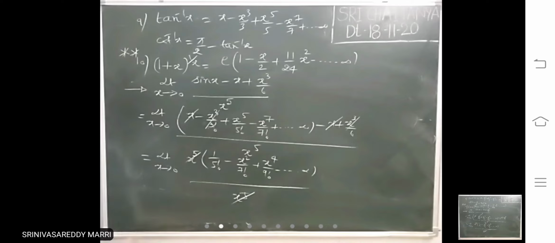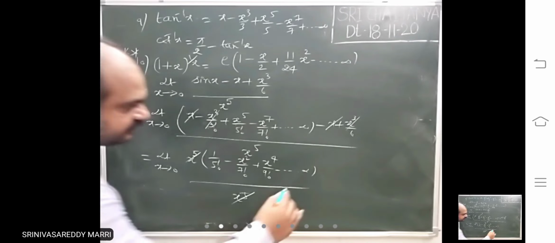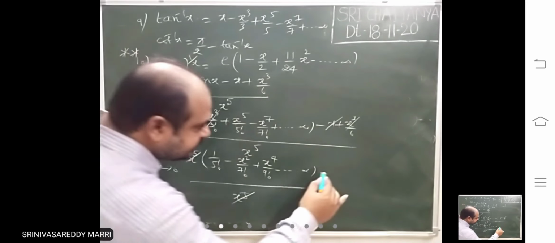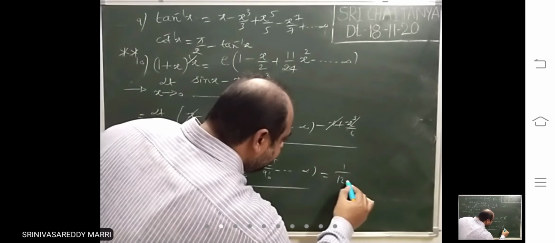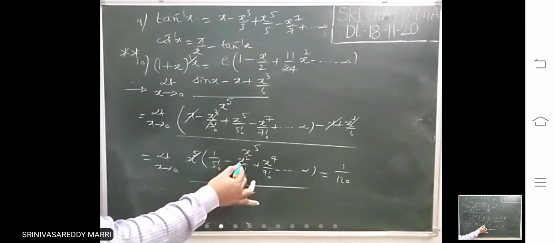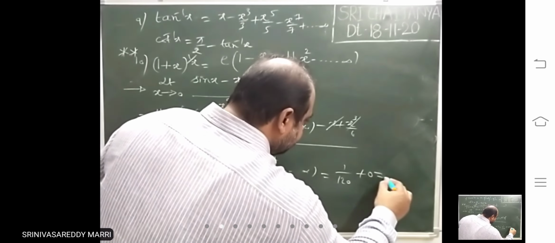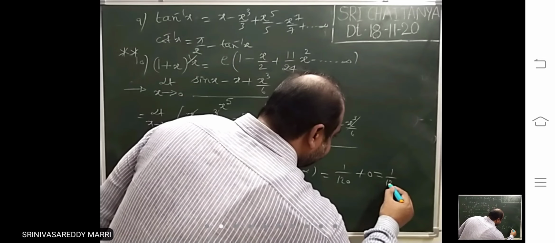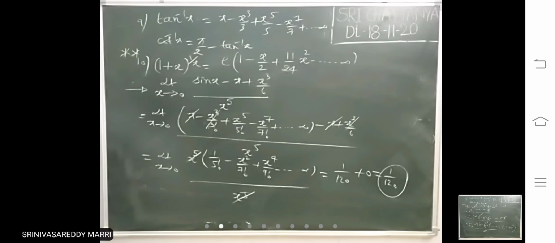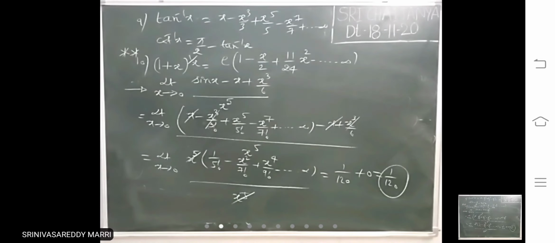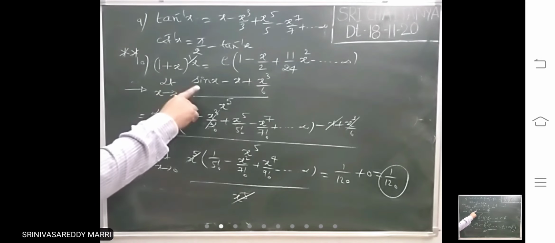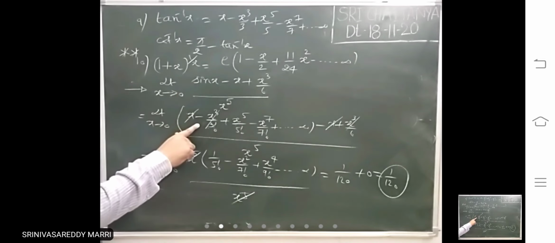Now, after striking off the denominator, you substitute 0 value. This is constant, 1 by 5 factorial. These all terms will contain x. If you substitute 0, you will get 0. That means it will be a finite limit like this. Because x is there in all the terms, if you substitute 0, every term will become 0. Like that, whenever a series is there, you apply that.